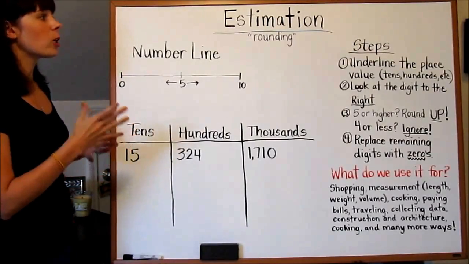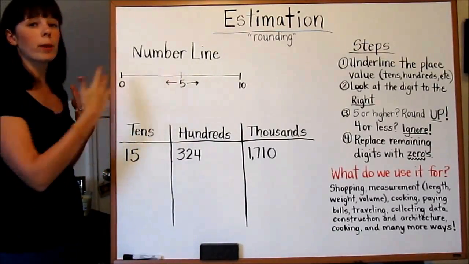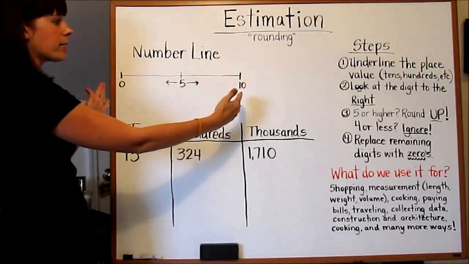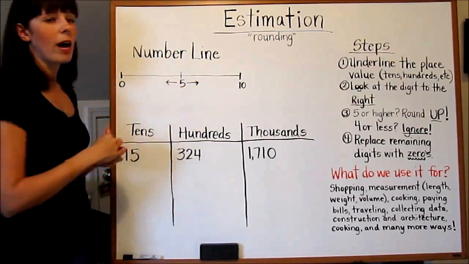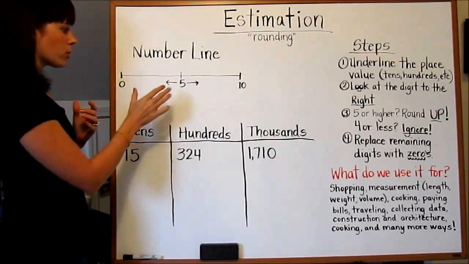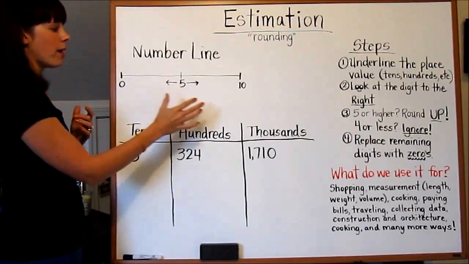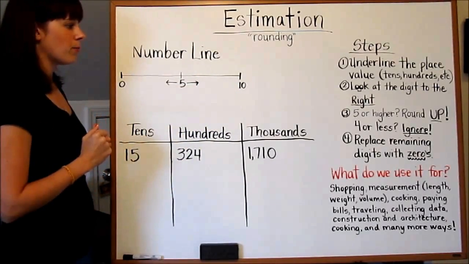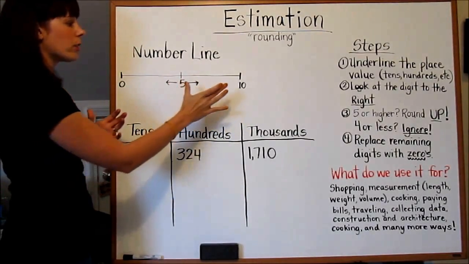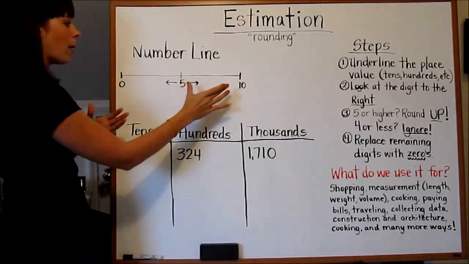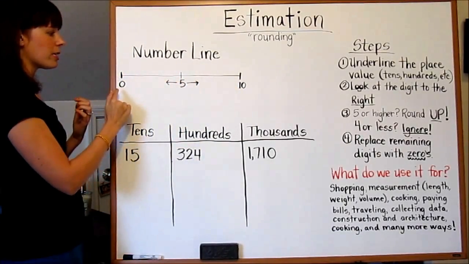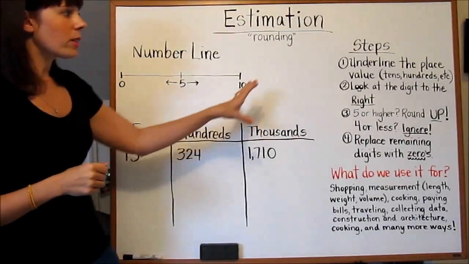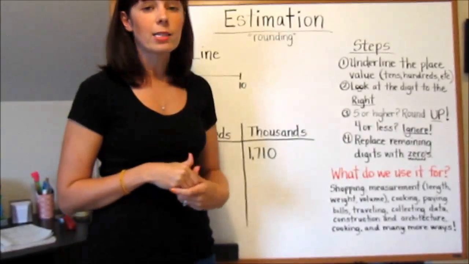When you are estimating or rounding numbers, I want you to think of a number line, okay? Think of this magic number line with a 0 on one end and a 10 on the other. And right in the middle you have the number 5. Now you have numbers 1 through 4 on this side, and then we have 5 through 9 on the other half of the number line. So when we're rounding numbers, we want to get an approximate amount. About how much. Is it going to be closer to this end of the number line or that side of the number line?